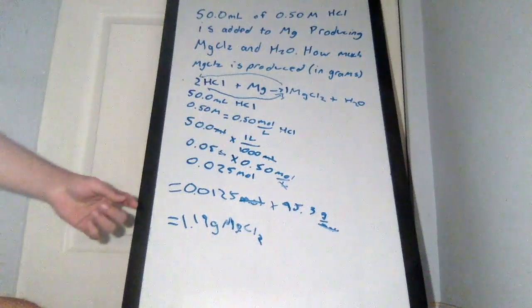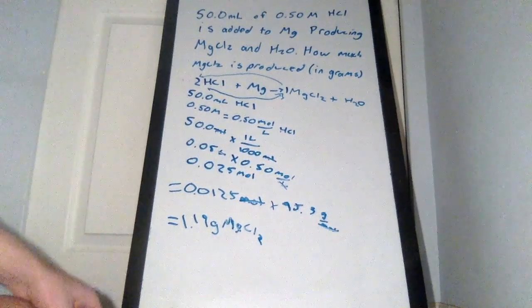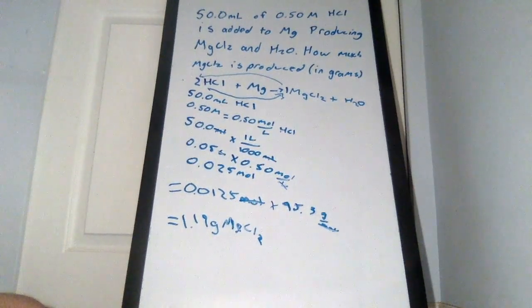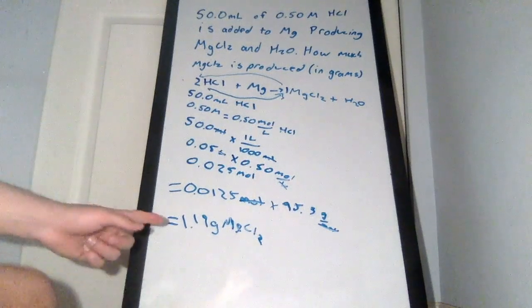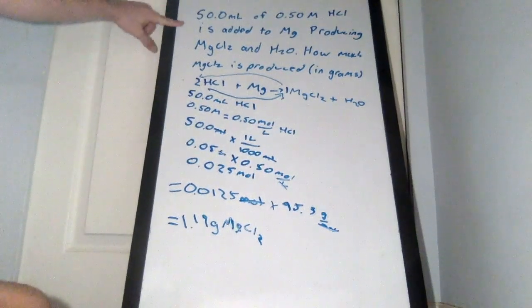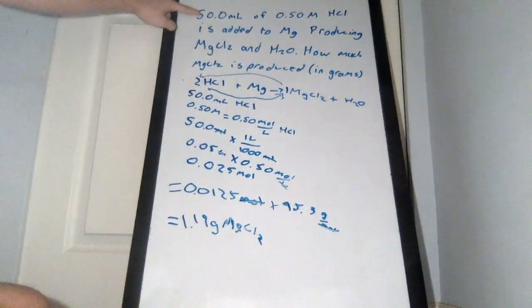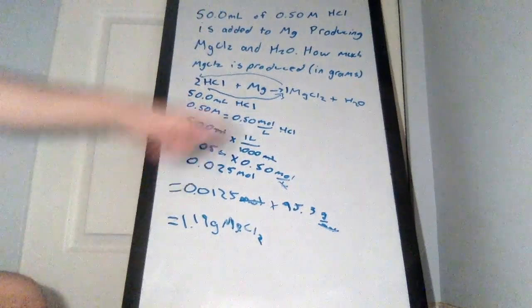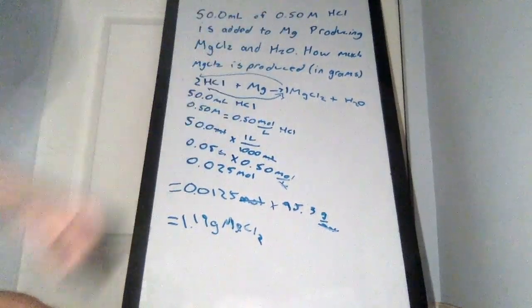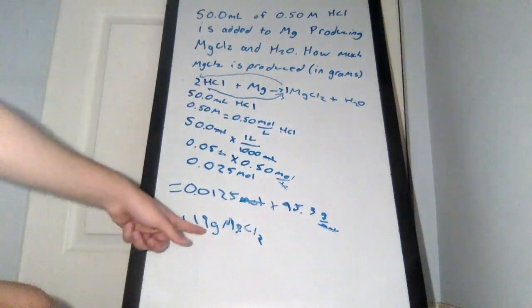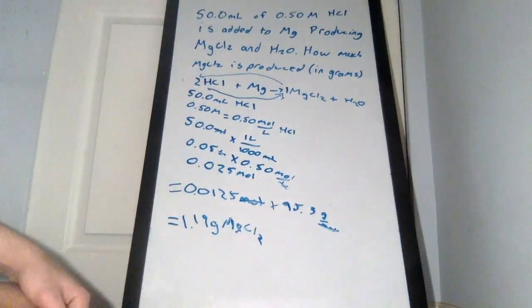Okay, so that is your answer in grams. Now that you're done, you want to check your sig figs. So we have initially in the question 1, 2, 3 sig figs, 1, 2, 3 sig figs. So we know that the answer to 3 sig figs is correct.